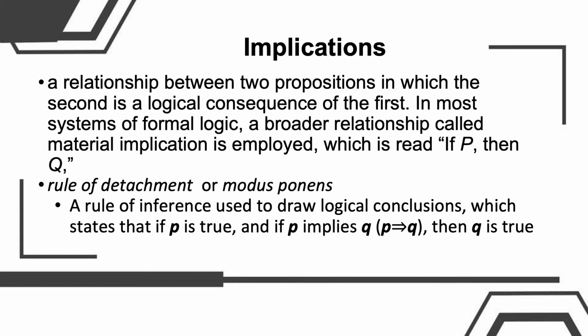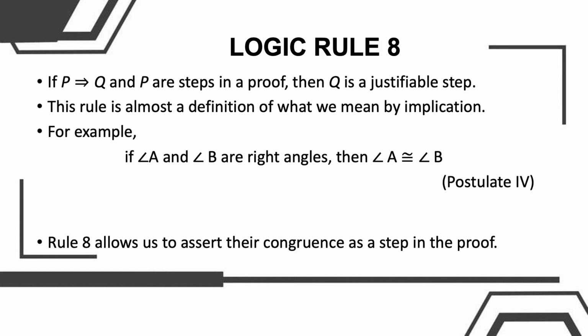Anyway, in our topic for today, we are not really into the discussion of the truth table or the validity of this statement. So we are just having a run through of these different logic rules. So let's have logic rule number 8. If P then Q and P are steps in a proof, then Q is a justifiable step. So sinasabi dyan, kung totoo si P dun sa nakita natin sa steps ni proof, then makaka-conclude natin si Q.